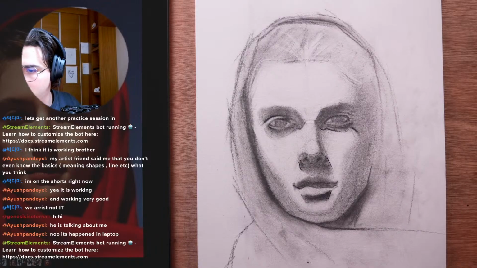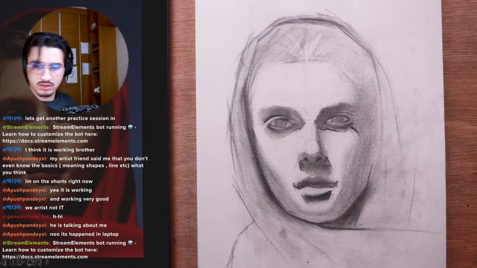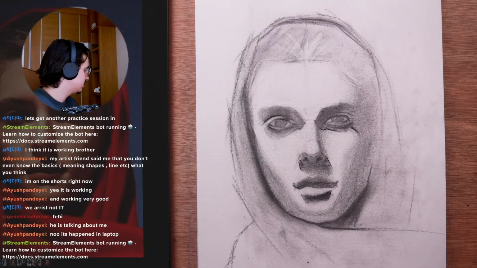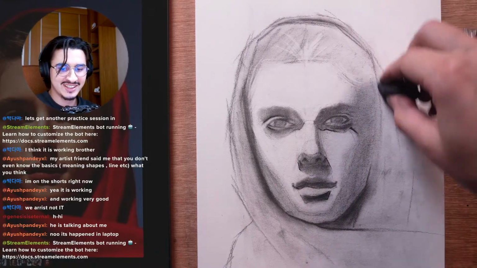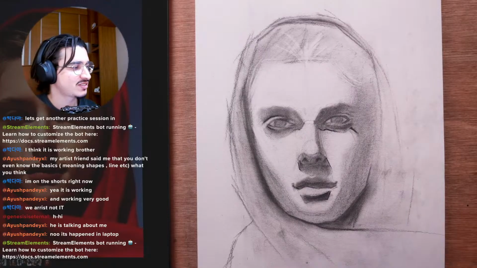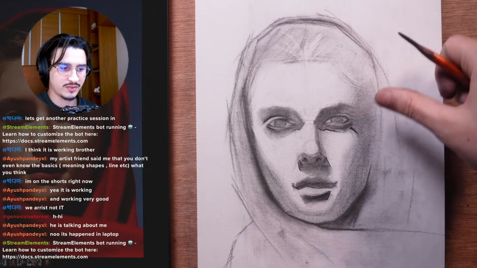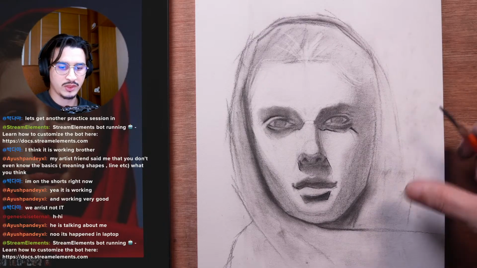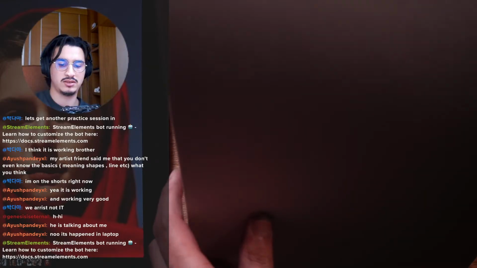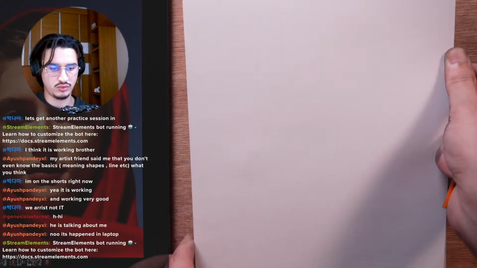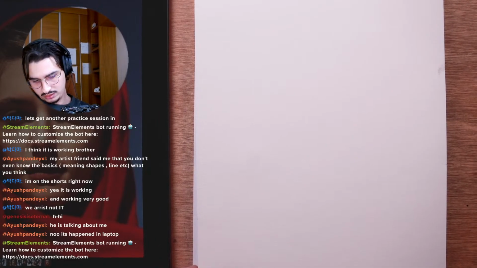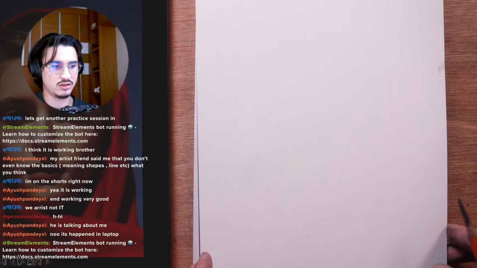Where is my eraser? Okay, I just lost my eraser. Oh, there. Oh man. Okay, I will just leave it like this. I don't know what's wrong with my second camera. Yeah, I don't know what's wrong with it.